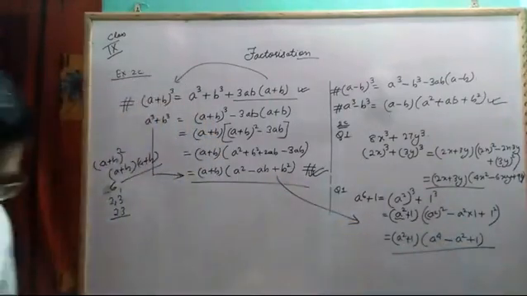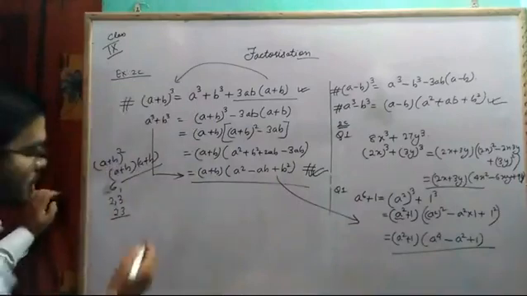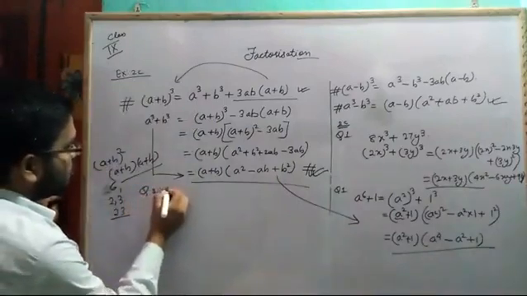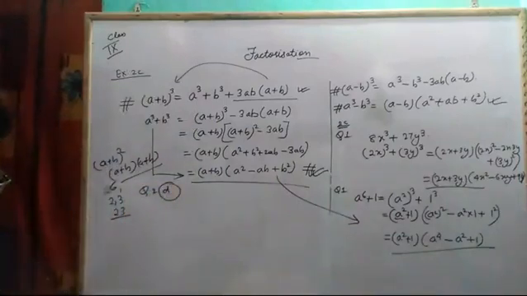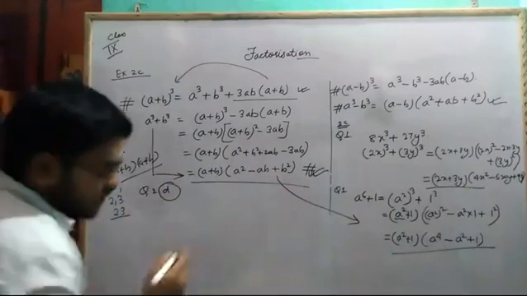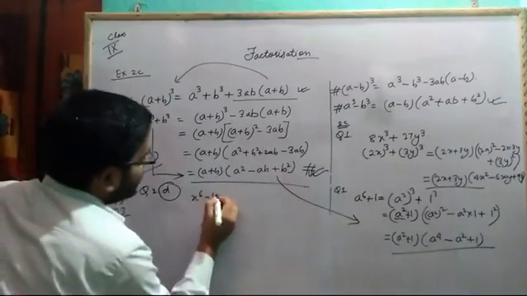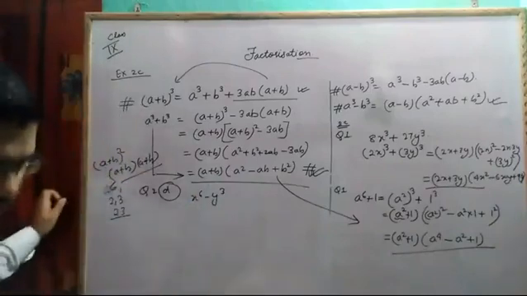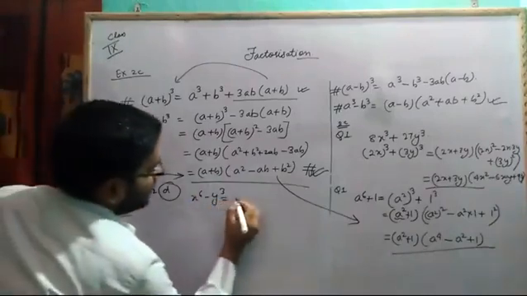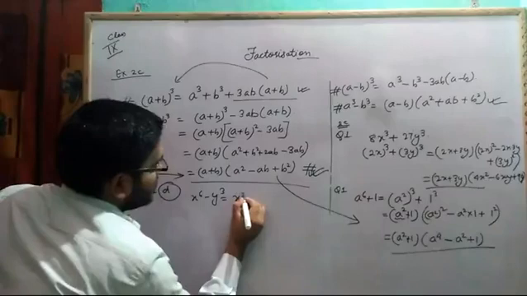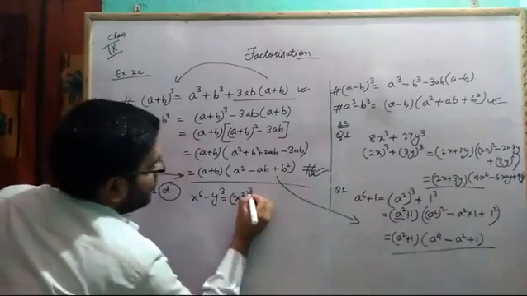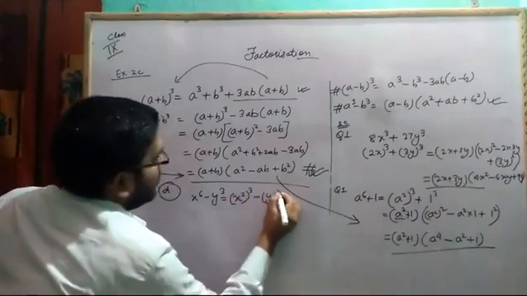Then next, question number 2 subpart D. The question says x raised to the power 6 minus y cube. This is the question. So what can we write for this? We can write (x square) whole cube minus y whole cube.